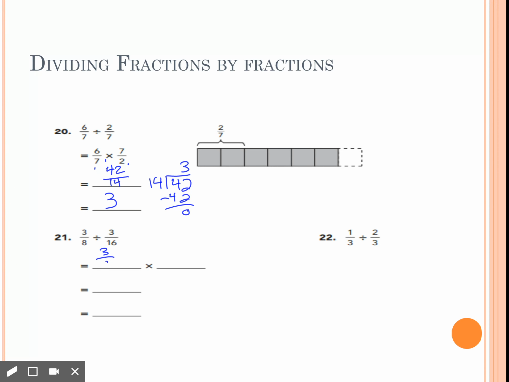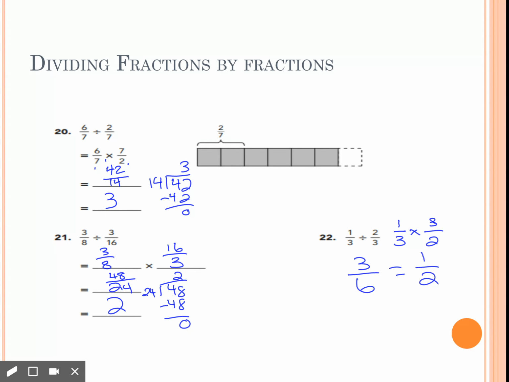I keep 3/8, flip 3/16 into 16/3. 3 times 16 is 48. 8 times 3 is 24. And 48 divided by 24 is 2. In number 22, I keep 1/3. I flip 2/3 to its reciprocal, and I change it to multiplication, and I get 3/6. 3/6 is a proper fraction that can be simplified down into 1/2.